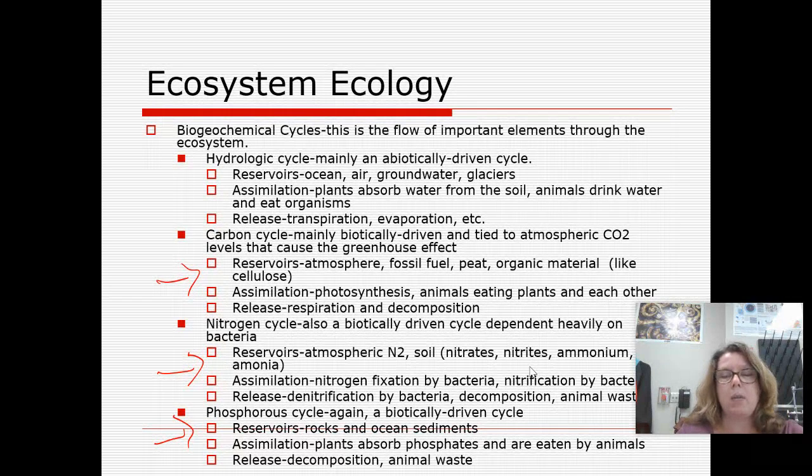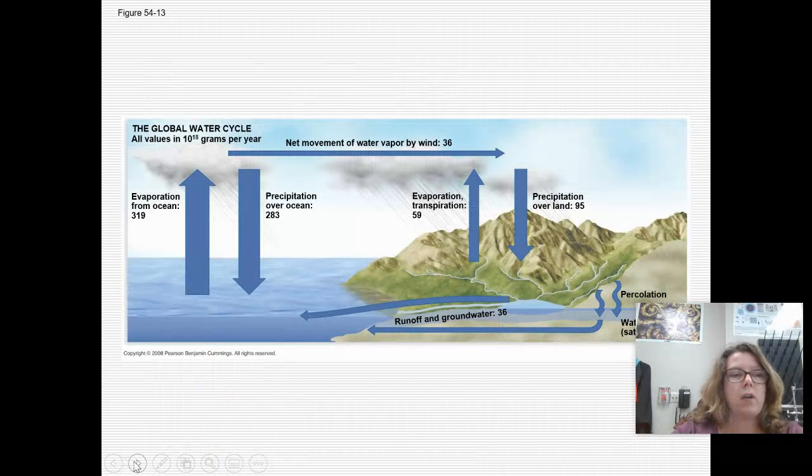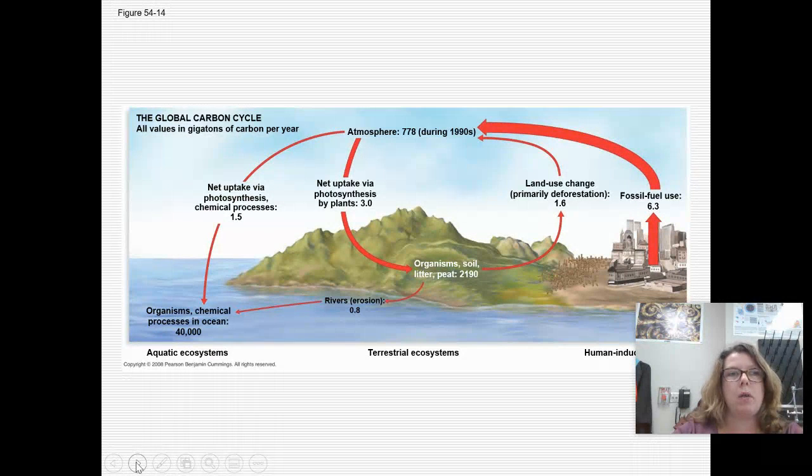Rocks and ocean sediments tend to contain phosphorus. Plants absorb phosphates from the soil, and then they get eaten by animals, and that's where animals get their phosphorus. And of course, decomposition and animal waste will also release phosphorus. Right, so there's the water cycle, blah, blah, blah. We're not going to spend much time here.